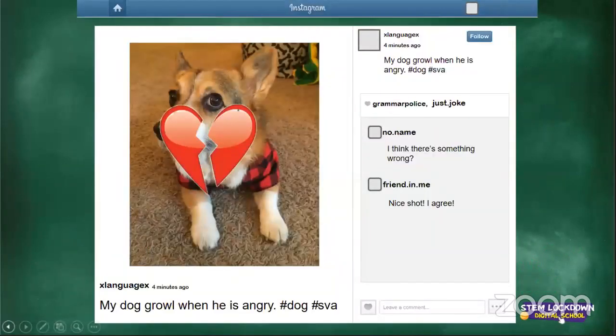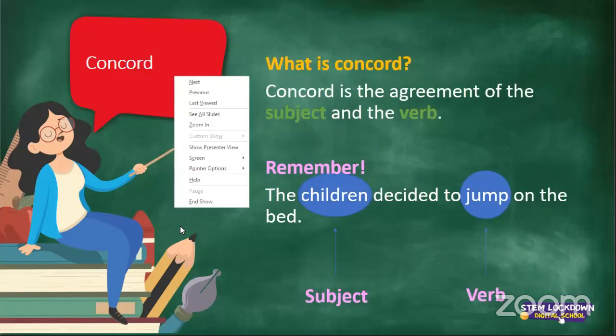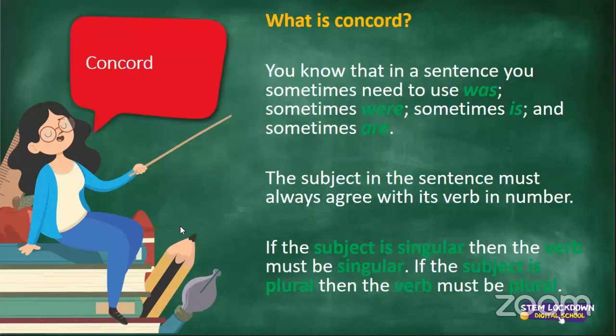Oh, okay, let me go back a little bit. I've moved too quick there. Right. So what is concord, right? And I'm going to explain to you in detail. Remember, I was telling you guys about the subject and the verb and how they are basically married and work together. Yes. So now, concord is, you know that in a sentence, you sometimes need to use the word was. You sometimes need to use the word were, and sometimes is.